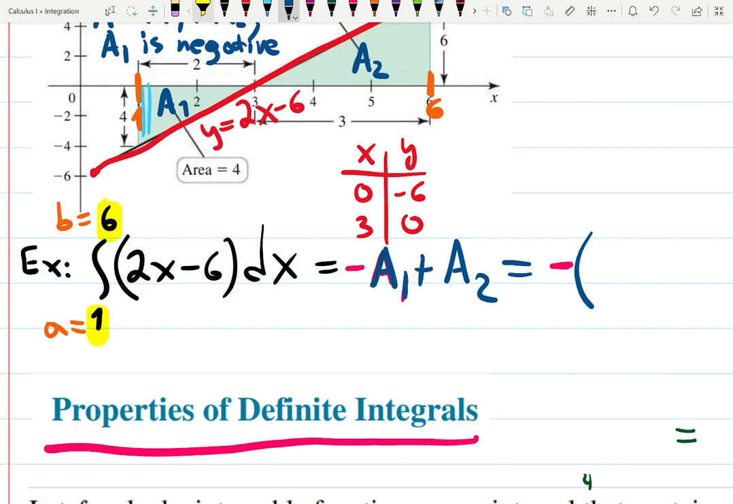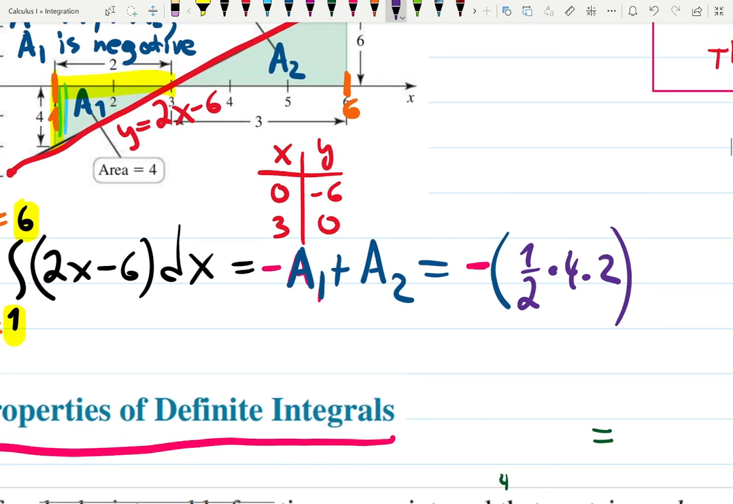Area 1 has height 4, width from 1 to 3, 2. So 4 goes below the x-axis, and that's why it's negative 4. And that's when I'm trying to figure out how to explain. Even though it's negative 4, we see it as a distance, right? A distance is 4 units. So it's going to be 1/2 times 4 times 2 for the first triangle.